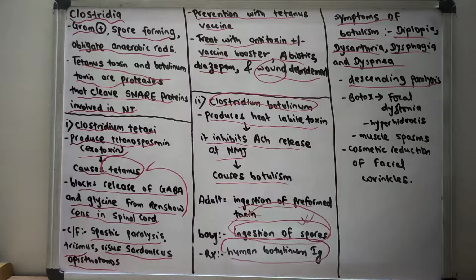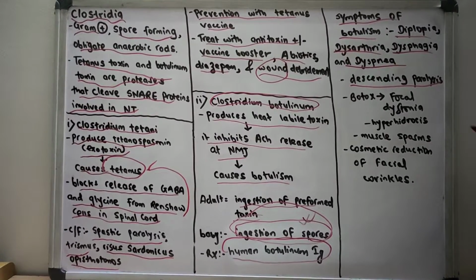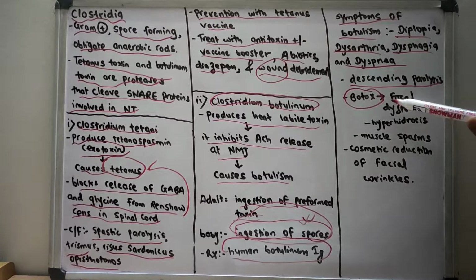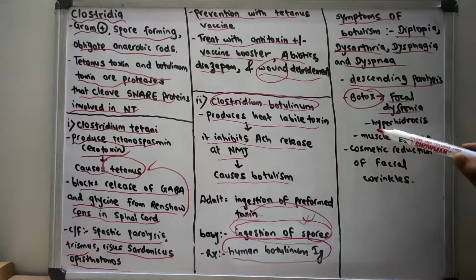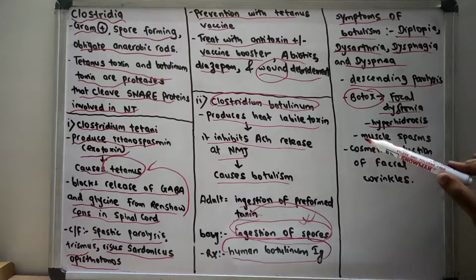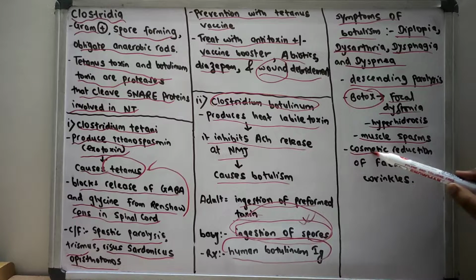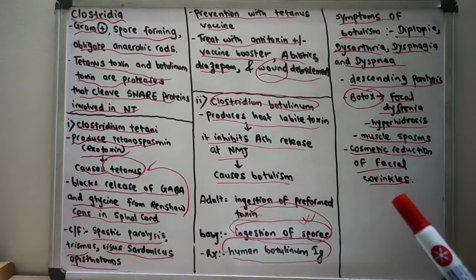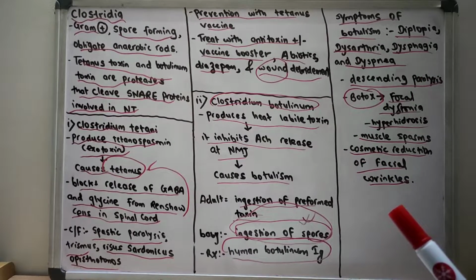We see descending paralysis in Clostridium botulinum, and from Clostridium botulinum we can also extract Botox. There are various uses of Botox. Botox can be used for focal dystonia, hyperhidrosis, and muscle spasm, and also for cosmetic reduction of facial wrinkles. So these are some of the medical purposes of the Botox that we extract from Clostridium botulinum. Botox is the botulinum toxin A of Clostridium botulinum.